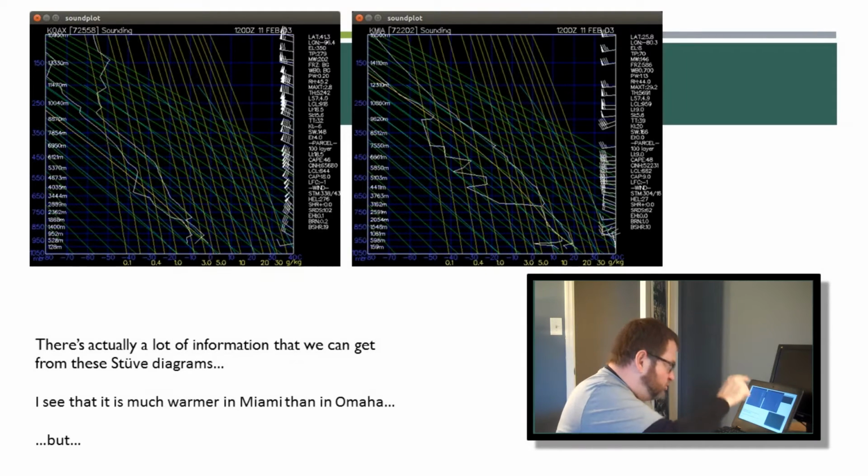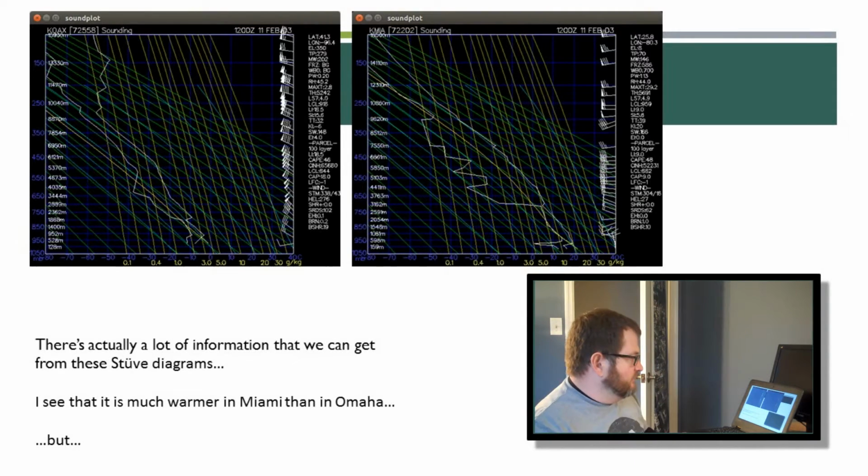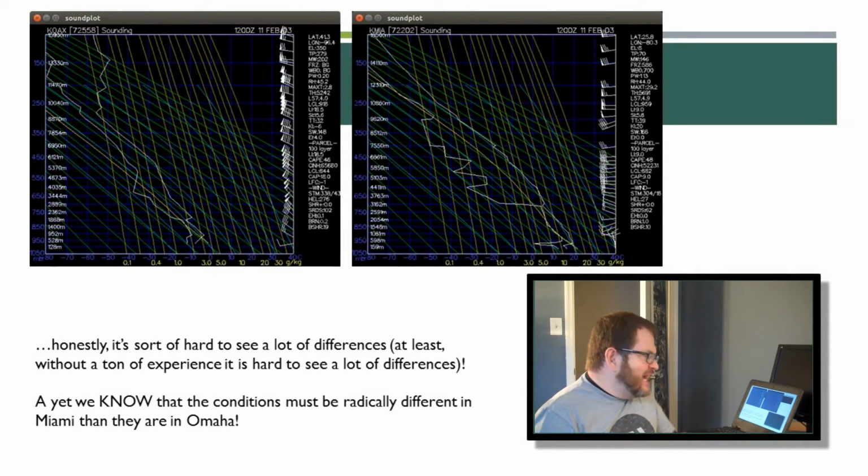In fact, we could even get actual temperatures at different heights and so on from these diagrams here. Yeah, okay. It's not a very high bar as far as what I would expect of my thermodynamic diagram. I think I should be able to tell that the atmosphere is different in Miami than it is in Omaha. But I'm kind of down on this, because honestly it's kind of hard to see the differences between these two Stuve diagrams, at least until you've had a lot of experience.